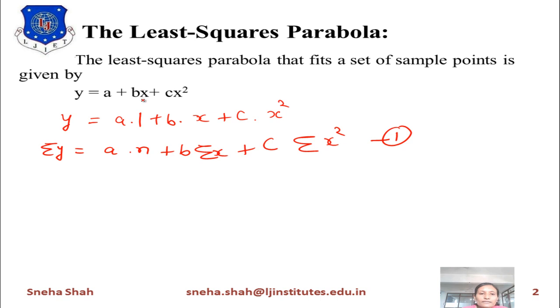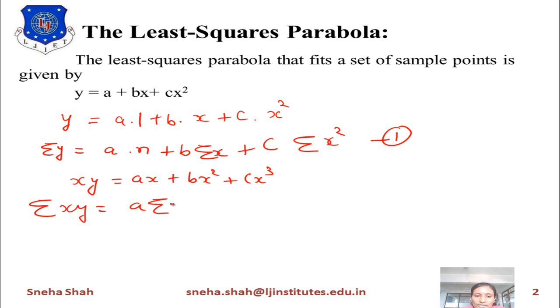Similarly, we now multiply the equation with x. When we multiply with x, it becomes xy equals ax plus bx square plus cx cube. Taking the summation for the normal equation, we get summation xy equals a summation x plus b summation x square plus c summation x cube, where a, b and c are constants outside the summation. So this is equation number 2.